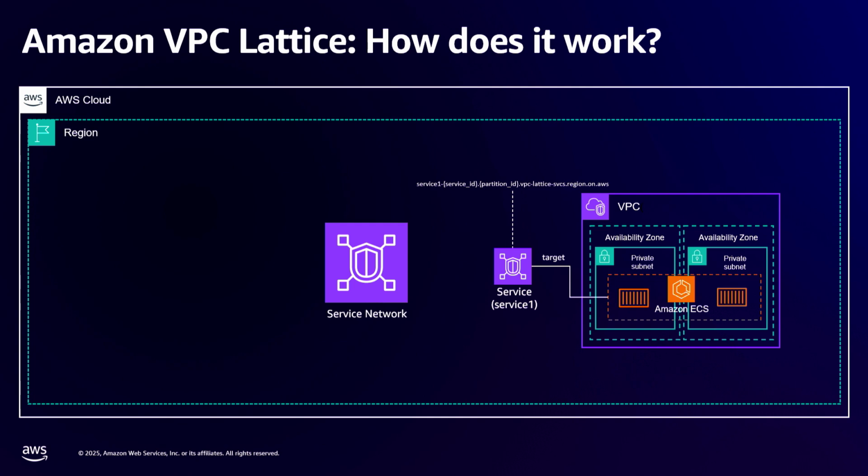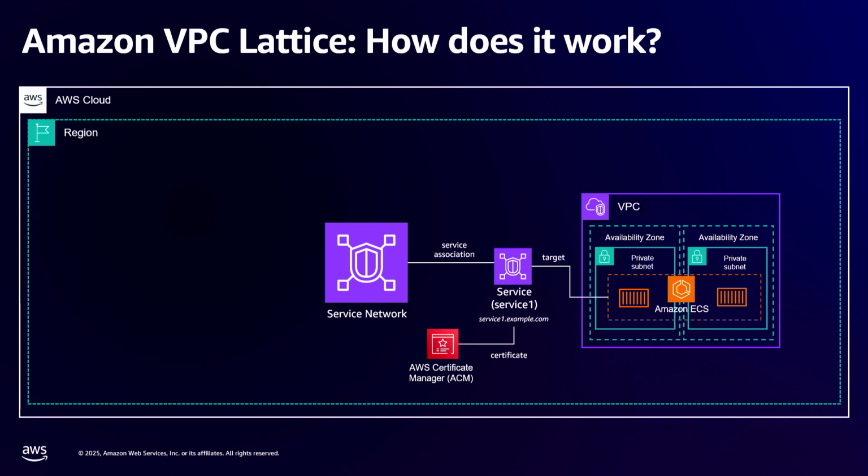But if we don't want to use just the default one that is created, we can also use custom domain names. In order to integrate the custom domain name with whatever we have on AWS for the communications, we can integrate it with Certificate Manager. That's another integration we have with the different services on AWS. And between the service and the service network, in order to expose the service in the service network, we have what is called the service association.